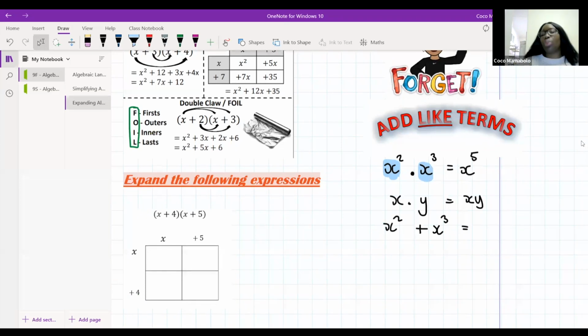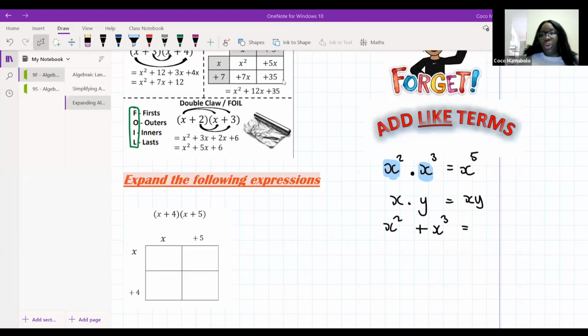Can I add x squared and x cubed? Ma'am, no, they're not like terms. They're not like terms. Good. So if we're multiplying, Otenda, it doesn't matter what we have, we can multiply it together. But if we're adding and subtracting, we have to make sure that they look exactly the same before we add it. Okay. Thank you, ma'am. All right. I love that question.